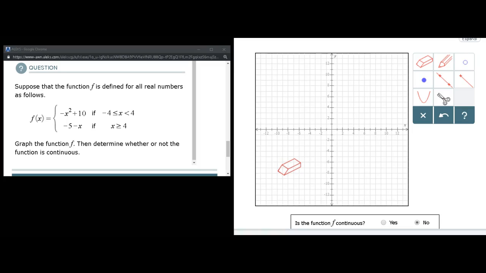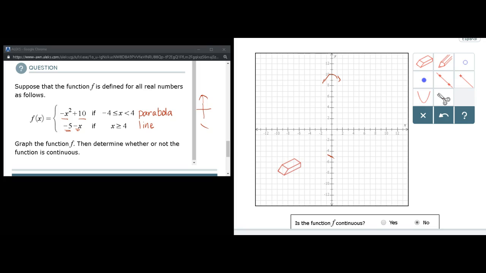Okay, this function has two pieces. The first is a parabola. It is reflected downwards and shifted upwards by 10. So we can see the vertex will be at (0, 10), but we just sketch it. The second is a line. Its intercept is -5 and it is sloping downward with a slope of -1, so we barely sketch it.